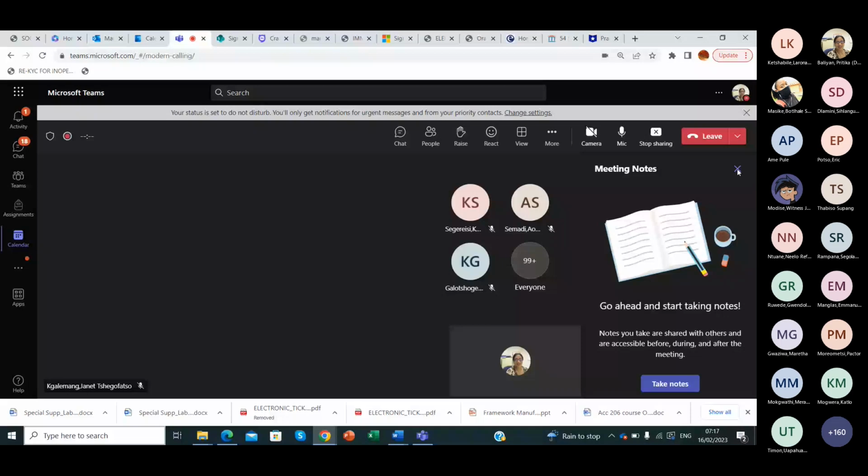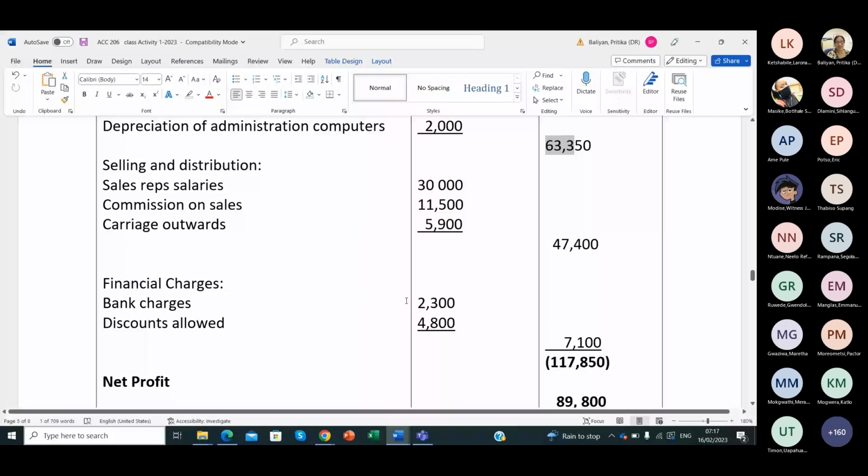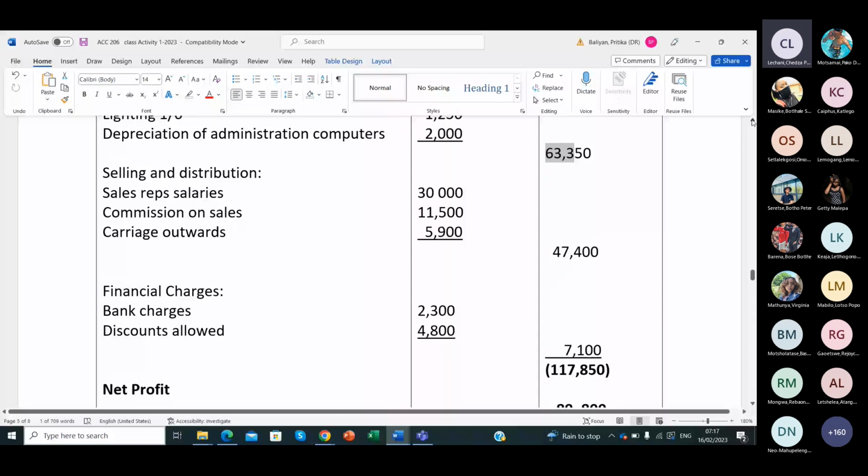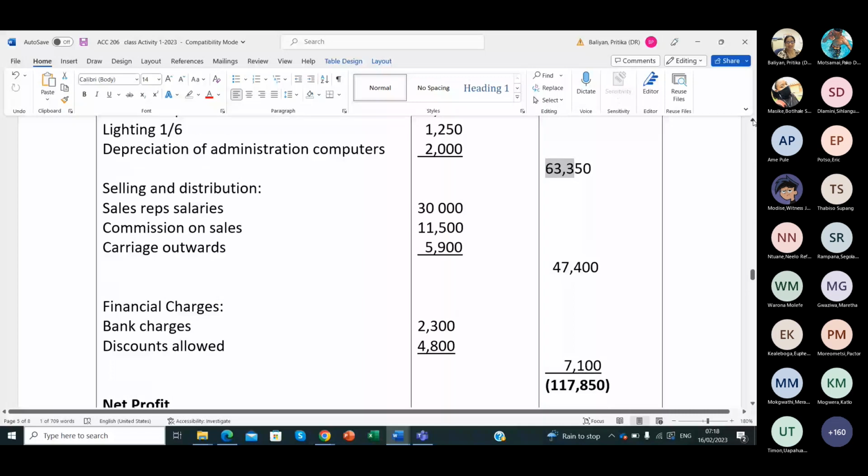No, financial. Okay. Ma'am, can you please scroll up to where the income statement starts, from the beginning? You mean from the beginning of the income statement? Yes, ma'am. Okay.